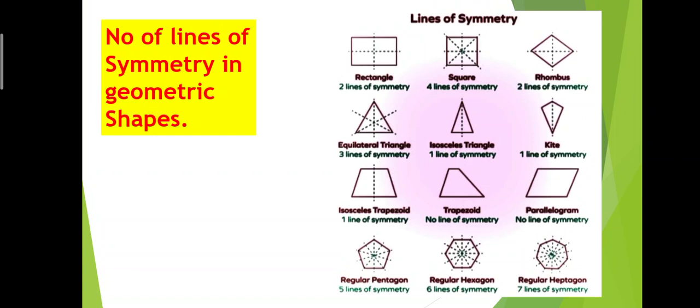Now, number of lines of symmetry in geometric shapes: rectangle, two lines of symmetry; square, four lines of symmetry; rhombus, two lines of symmetry; equilateral triangle, three lines of symmetry; isosceles triangle, one line of symmetry; kite, one line of symmetry; isosceles trapezoid, one line of symmetry; trapezoid, no line of symmetry; parallelogram, no line of symmetry; regular pentagon, five lines of symmetry; regular hexagon, six lines of symmetry; and regular heptagon, seven lines of symmetry.